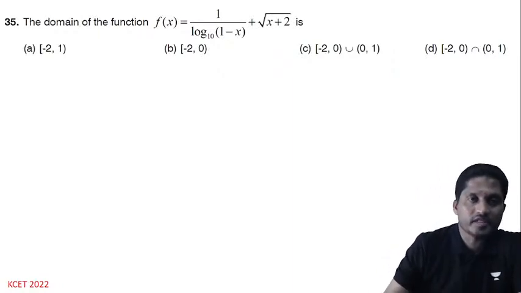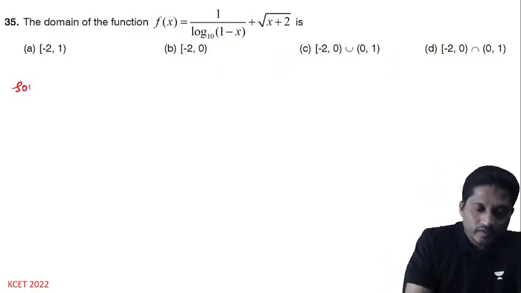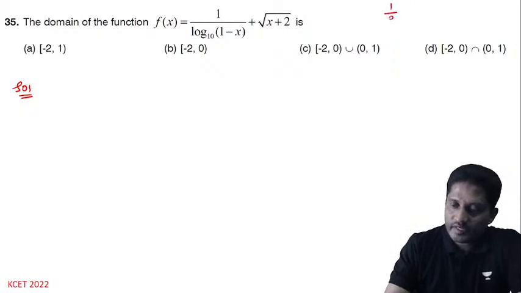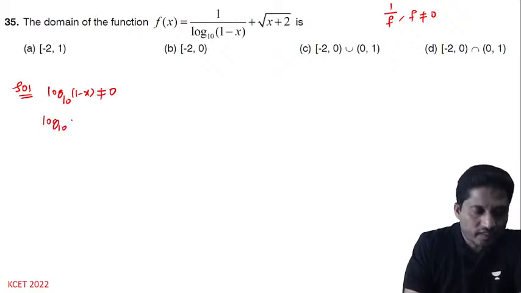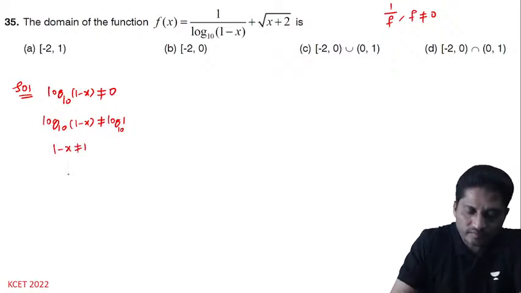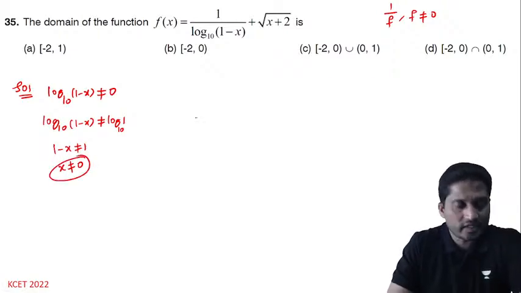The domain of the function is defined only when f is not equal to 0. So this means that log of 1 minus x to the base 10 shouldn't be 0. That is, log to the base 10 of 1 minus x should not be equal to log 1, because log 1 to any base is 0 anyway. So 1 minus x should not be equal to 1, so x should not be equal to 0. That's the first condition.